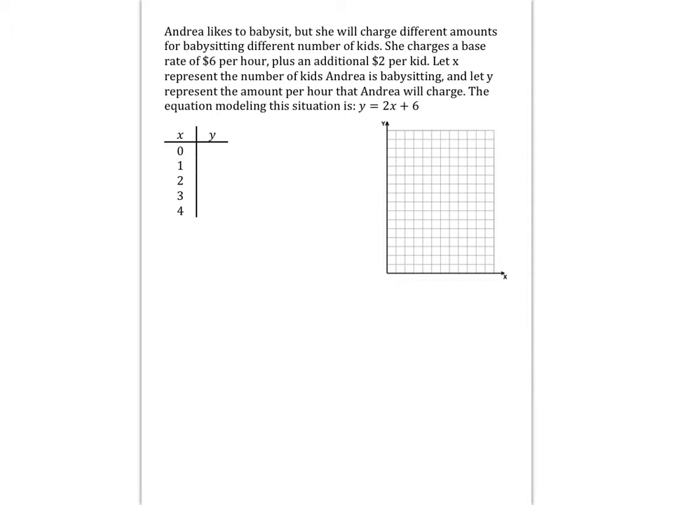Andrea likes to babysit, but she will charge different amounts for babysitting different numbers of kids. She charges a base rate of $6 per hour plus an additional $2 per kid. Let X represent the number of kids Andrea is babysitting, and let Y represent the amount per hour that Andrea will charge. The equation modeling the situation is Y equals 2X plus 6.